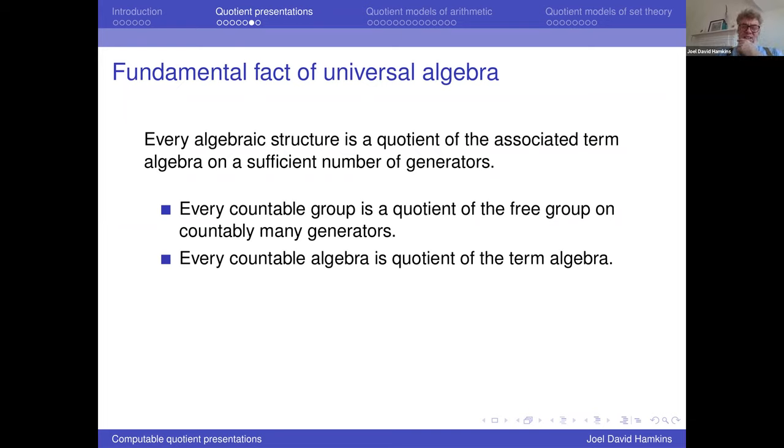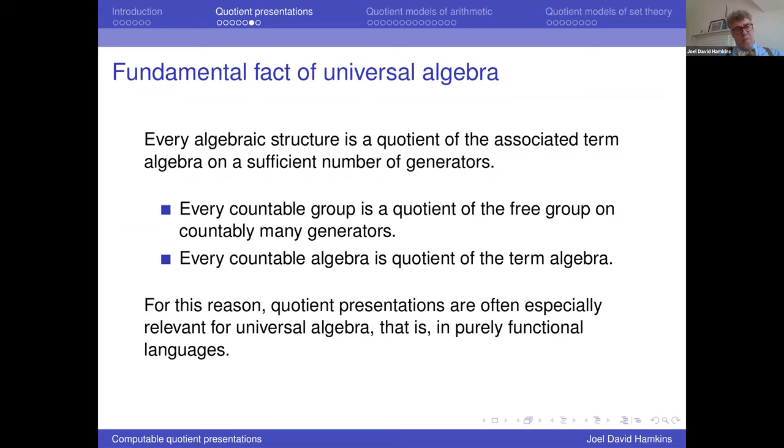And so in a sense, this computable quotient idea is much more relevant for universal algebra than for model theory when you have relations. It works much, much better in that case. So in purely functional languages, it's a much better and more satisfying theory.